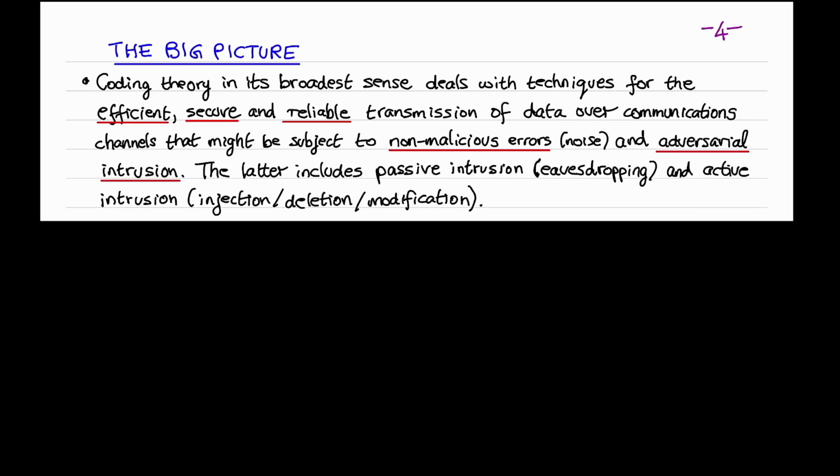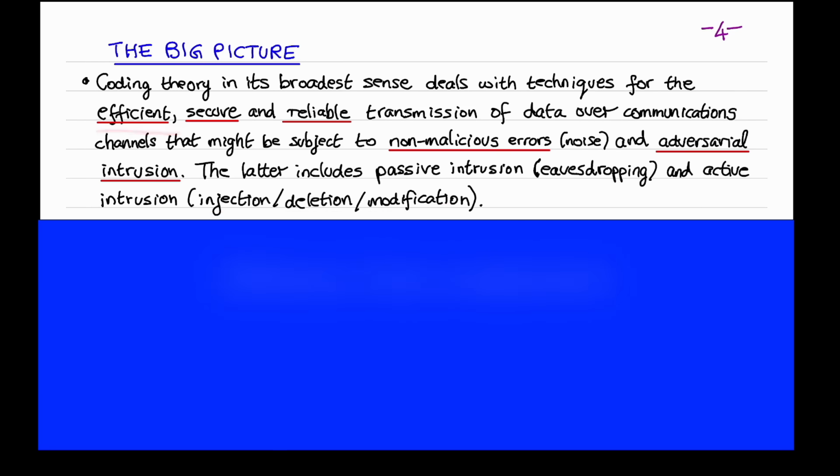Here's the big picture of communications theory. Coding theory, in its broadest sense, deals with techniques for the efficient, secure, and reliable transmission of data over communications channels that might be subject to non-malicious errors, by which I mean noise, and adversarial intrusion. The latter includes passive intrusion, such as eavesdropping, and active intrusion, such as the injection, deletion, or modification of transmitted messages.